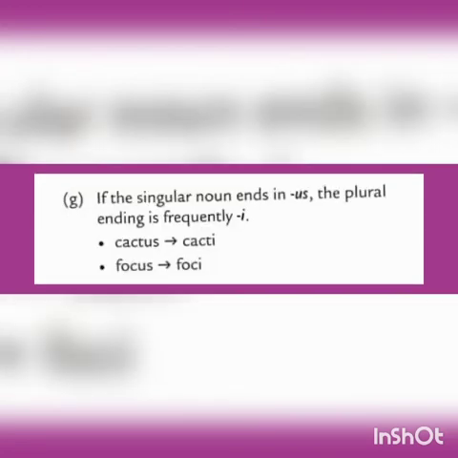For singular nouns which end in us, you can convert it into plural form by removing us and adding i. For example, the plural for cactus is cacti. For focus, it is foci. You remove us and add i at the end.